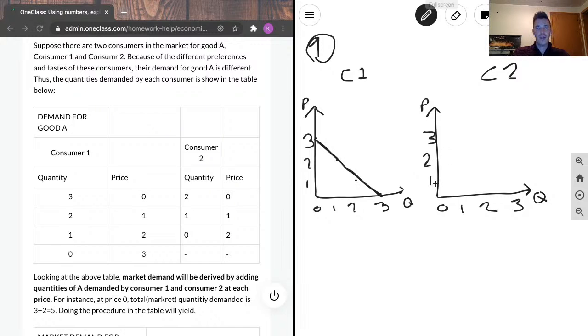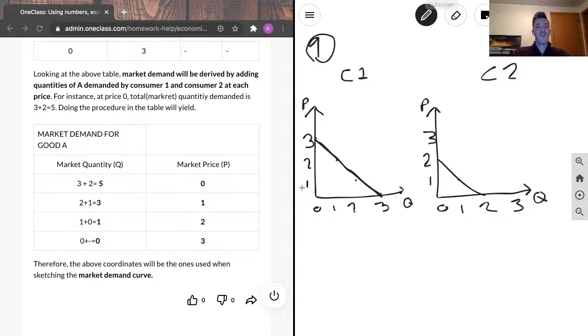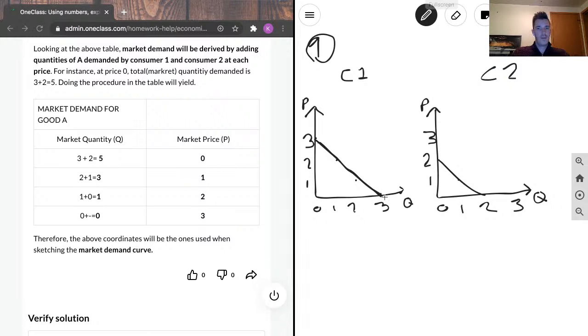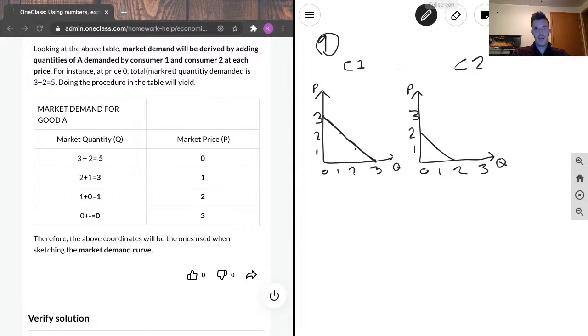For consumer 2, when the price is 2, quantity demanded is 0. When it is 1, quantity demanded is 1. And when it is 0, it is 2. So their demand curve is going to look like this. Looking at the above table, market demand will be derived by adding quantities of A demanded by consumer 1 and consumer 2 at each price. For example, at price 0, total quantity demanded is 3 plus 2 equals 5. Doing the procedure in the table will yield the following. So if we sum these two demand curves, C1 plus C2 is going to equal market demand.